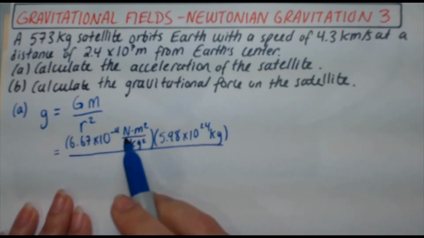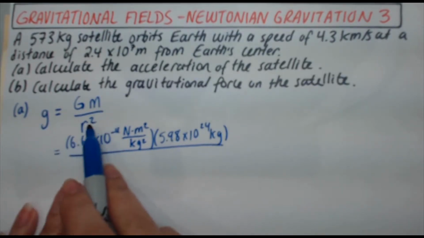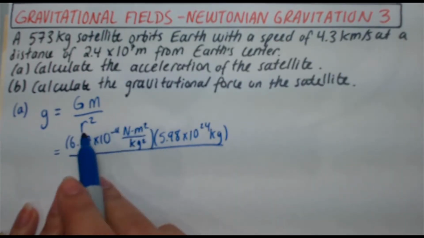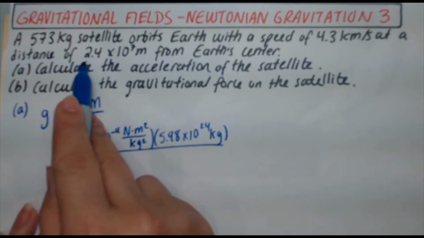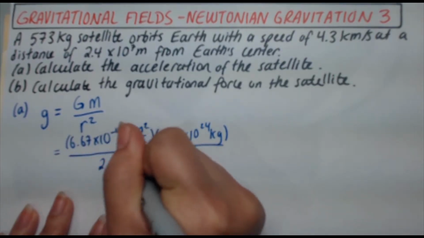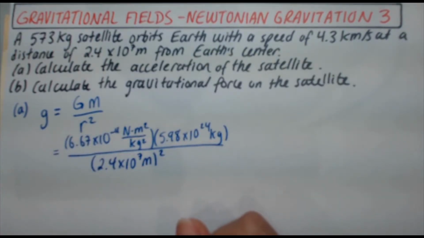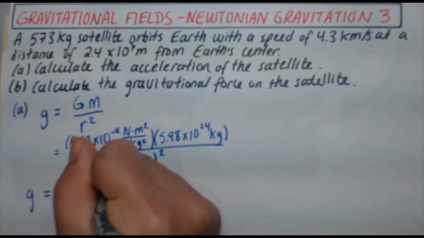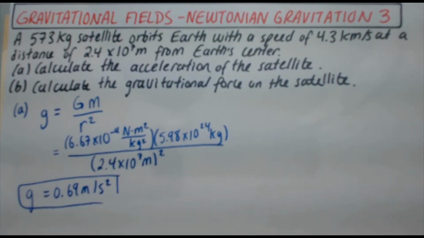Okay, so in this case, if we were wondering about the acceleration due to gravity on the surface of the Earth, we would plug in the radius of the Earth here, 6.38 times 10 to the 6 meters, and then square it. In this case, we want to know how the acceleration changes when you're actually this far from the Earth's center. So r is actually 2.4 times 10 to the 7 meters, and don't forget to square that. So when you punch all those in your calculator, you are going to get g is equal to 0.69 meters per second squared. That is the magnitude of the acceleration of the satellite.